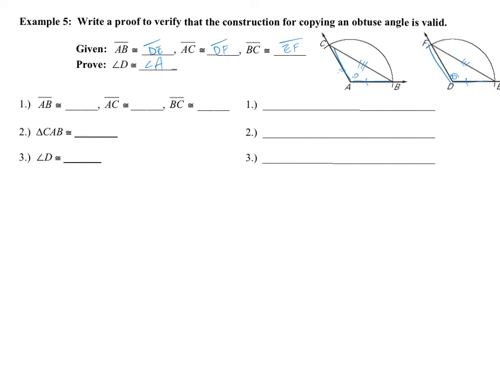So again, we write the given. And since all the sides are congruent, triangle CAB is therefore congruent to triangle FDE by the side-side-side postulate, and therefore the corresponding angles are congruent. Angle D is congruent to angle A by CPCTC. Okay, and we'll continue more proofs in class.